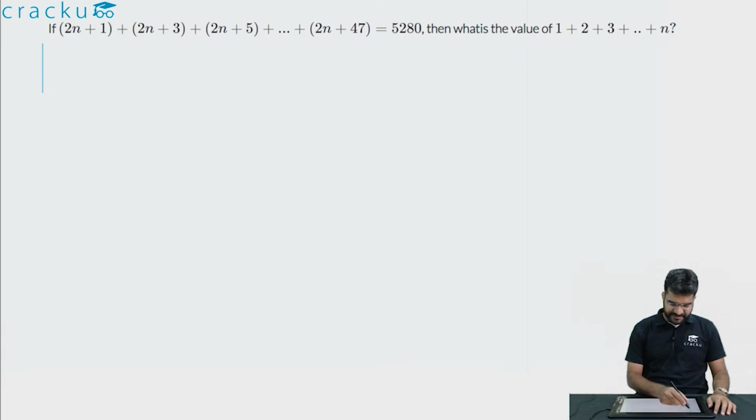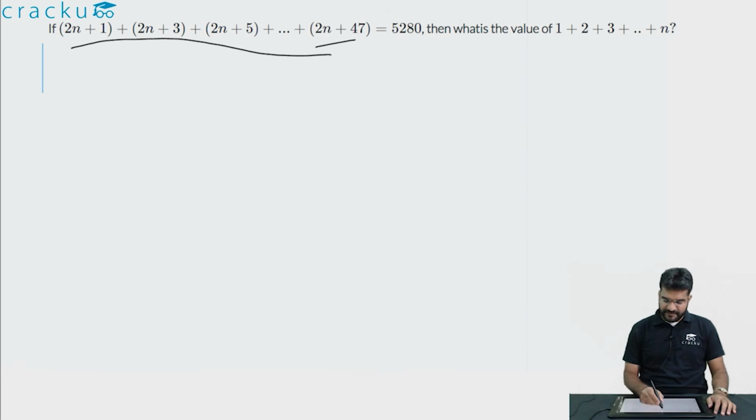In this question, we are given a sequence on the left hand side. It is (2n + 1) + (2n + 3) + ... + (2n + 47). We are told that this is equal to 5280 and we are required to find out the value of 1 + 2 + 3 + ... till n. So as you can imagine, the first thing we have to do is find out the value of n. Once we find out the value of n, calculating the value of 1 + 2 + 3 till n is very straightforward.